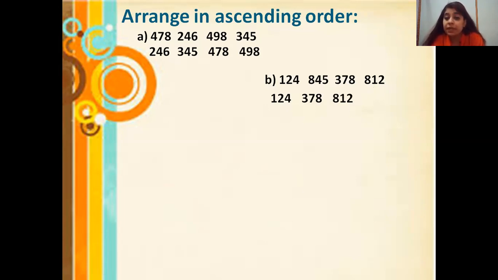Now, which is the bigger number? It is 845. That's really good. You can do these sums and show them to somebody who's sitting next to you or show them to your parents.